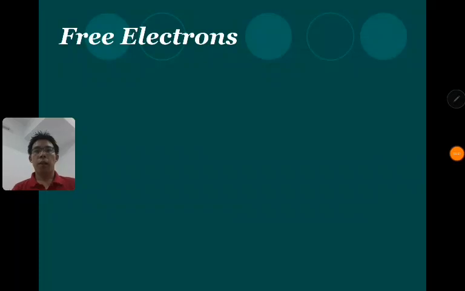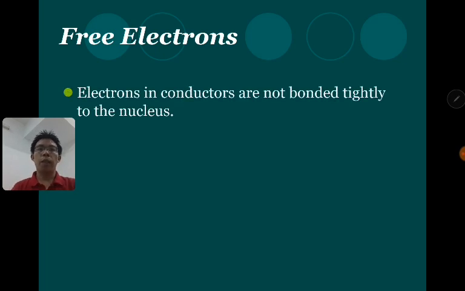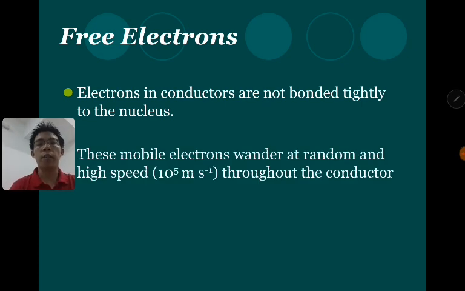Alright, today we're going to look at current and electrons. We know that inside the metal wires, which act as a conductor, there are a lot of electrons, and these electrons are called free electrons. Free electrons are mainly so because they are not bonded tightly to the nucleus. They are delocalized and free to move about inside the metal wires.